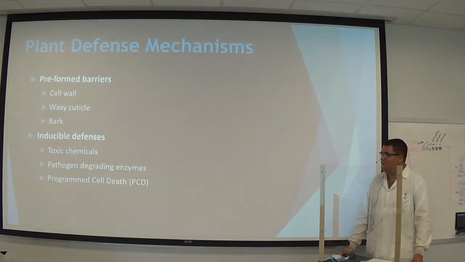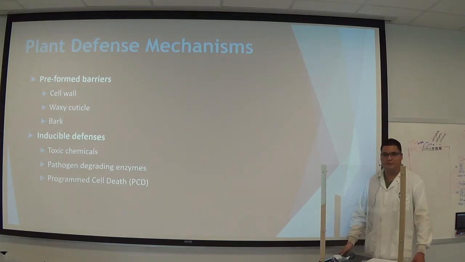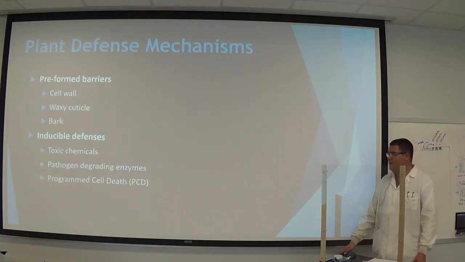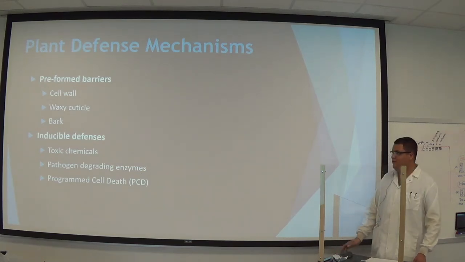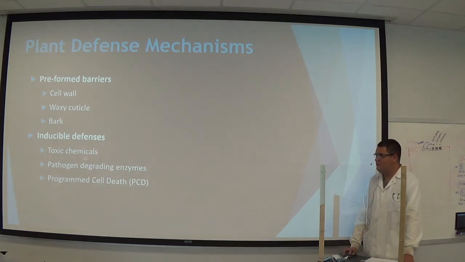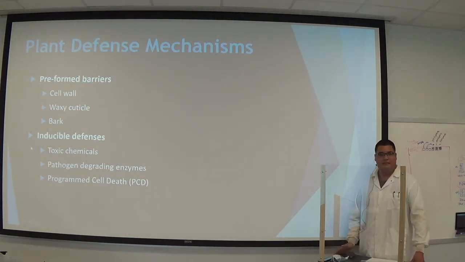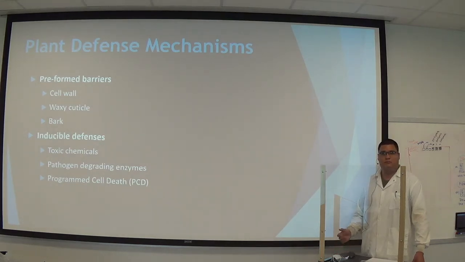But then there's also inducible defenses. Inducible, what does inducible mean? What do you guys think it means? Yes? It can be turned on and off. Yeah, it can be turned on and off. And what do you guys think turns on these inducible defenses? A virus, right? When it recognizes, oh, there's a virus inside one of my cells, it's going to turn on some of these defenses. So it can produce toxic chemicals. These inducible defenses can be very different in what they do, but their purpose is all the same, which is to prevent the virus from replicating.